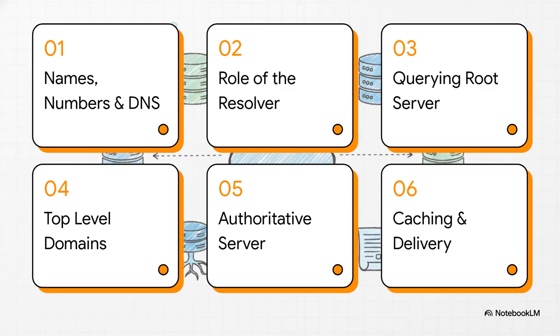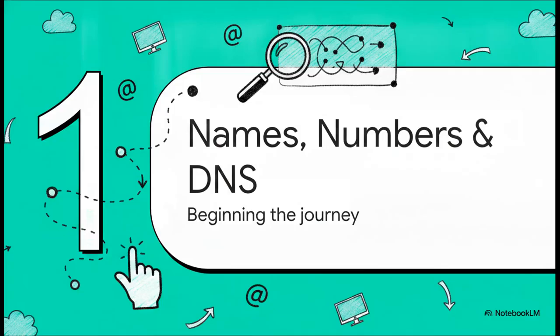All right, here is our roadmap for tracing a single query from your browser through the whole DNS hierarchy and back again. We're going to cover names, numbers, and DNS, the role of the resolver, querying the root server, top-level domain servers, the authoritative name server, and finally, caching and final delivery. Number 1. Names, numbers, and DNS. Let's begin the journey with the user's initial request.